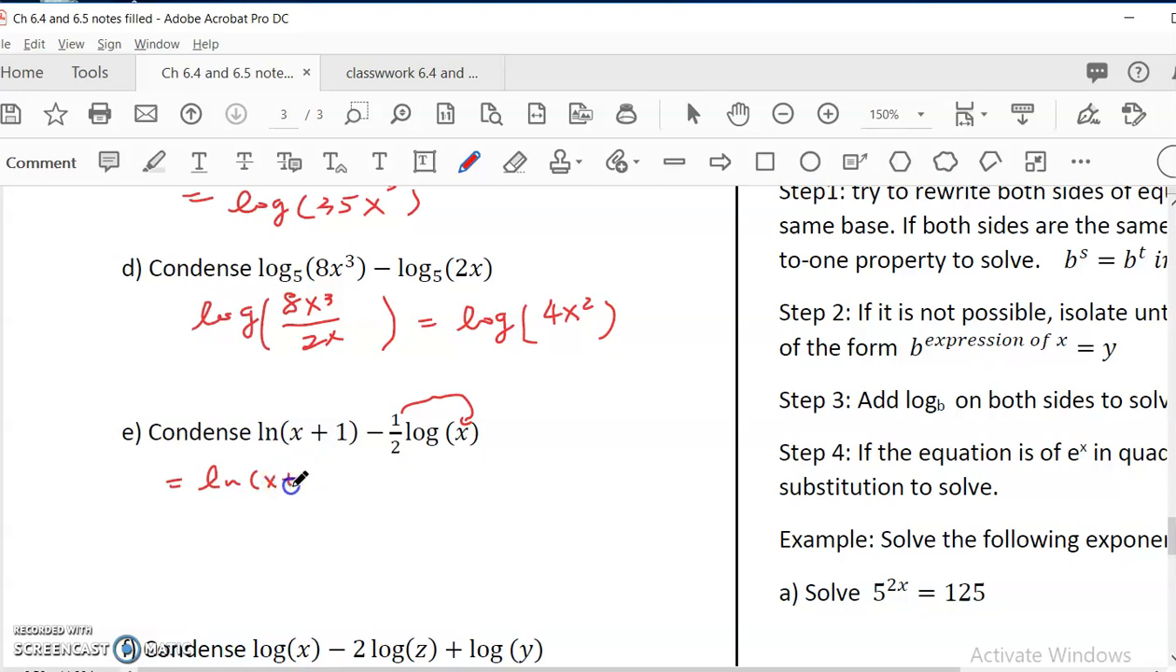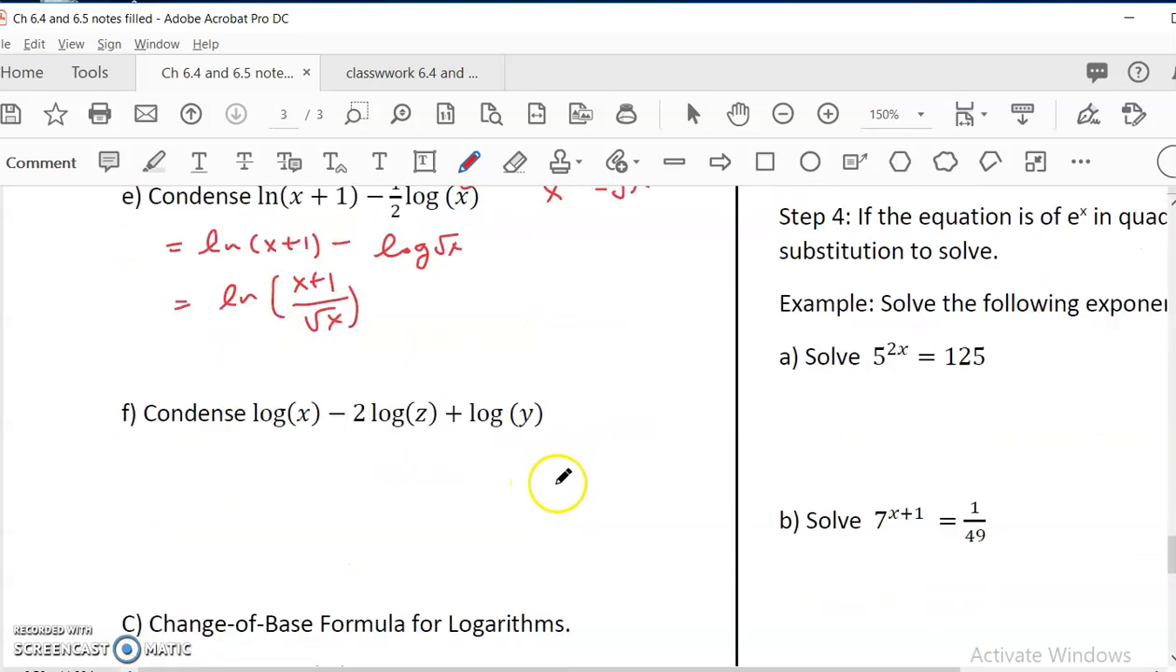This one you don't have anything to move. Remember, this is inside. You can move them as multiplications. It is already inside. So minus log of square root x, right? Because x to the 1/2 is actually square root x. Now you don't have anything else, so you can divide them. ln x plus 1 divided by square root x. Subtraction becomes, inside a log, a division.